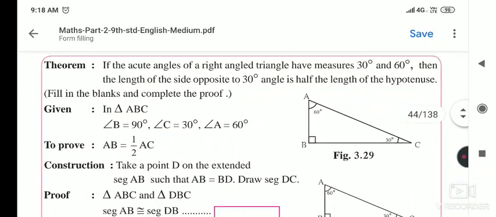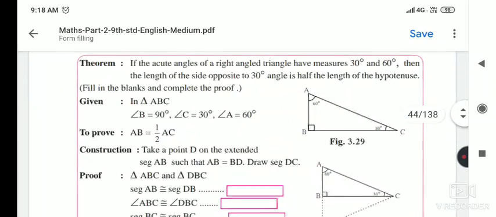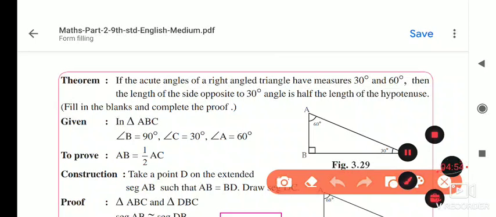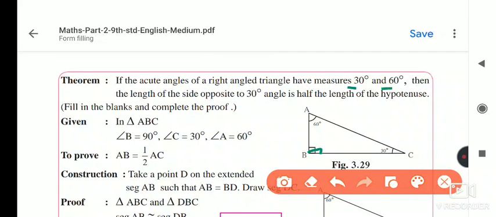Now the next point is the theorem. How to prove this? First of all, we will understand the statement given here. If it is a right angle triangle, then one angle is 90 degrees and the remaining two are acute angles. If the measures of the acute angles of a right angle triangle are 30 and 60, then the length of the side opposite to 30 degrees is AB.